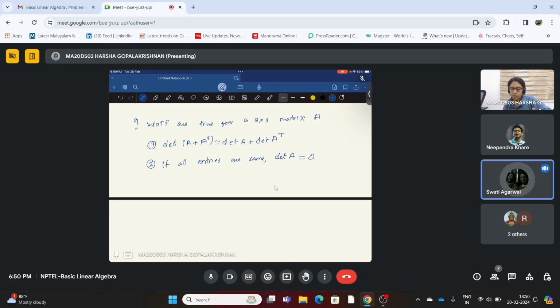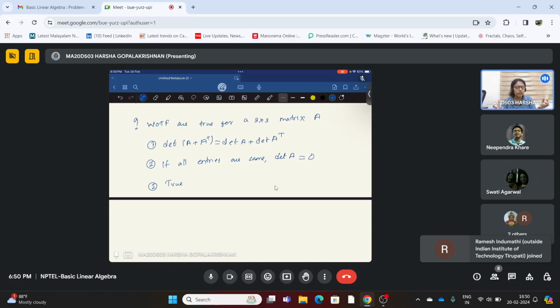If all entries are the same, the determinant of A is 0, because we had that rule that if any two rows are the same, the determinant is 0. But for the first one, there was no rule like that. As of now, we don't know that under addition we can separate the determinant. It is not true in general. If it is not true, we should give a counter example. So, can you think of a 3 by 3 matrix for which the first case does not hold?